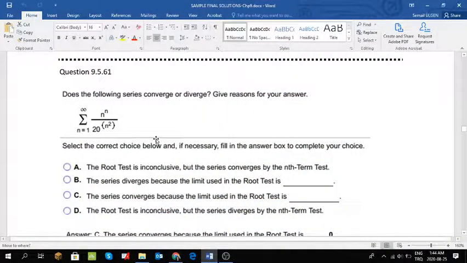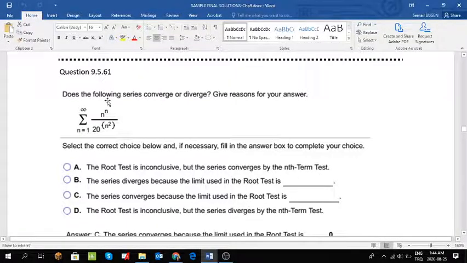Next, we are going to solve another example in chapter 9. The question is as follows. Chapter 9, section 5, question 61. Does the following series converge or diverge? Give reasons for your answer. This is the series, and as you will see in the answers, we want to check the root test or nth term test to decide whether this series is divergent or convergent.